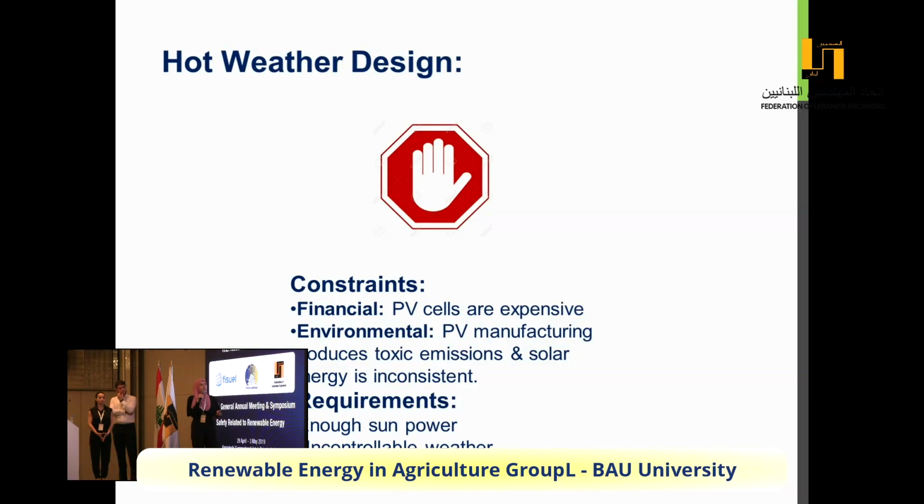As for the constraints of this design, PV cells are expensive. Their manufacturing process does produce some toxic emissions into the atmosphere, and the solar energy sometimes is inconsistent.